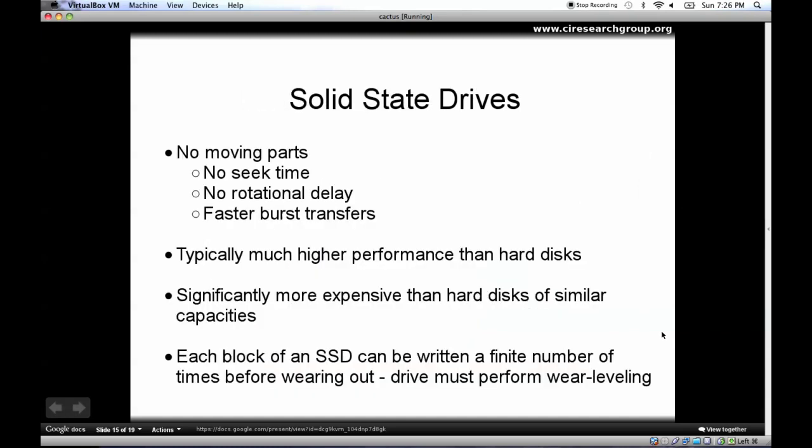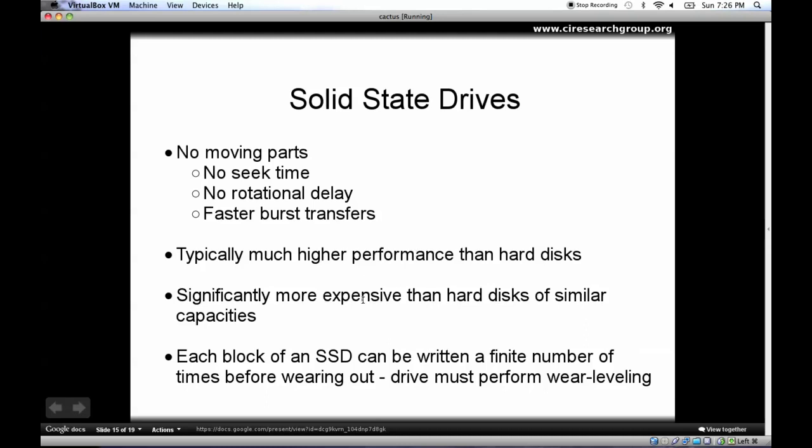So in performance-critical situations, we'll typically use solid-state drives. These drives have no moving parts. They instead use solid-state chips to store data. Consequently, they have no seek time, no rotational delay, and faster burst transfers. Much higher performance than hard drives.